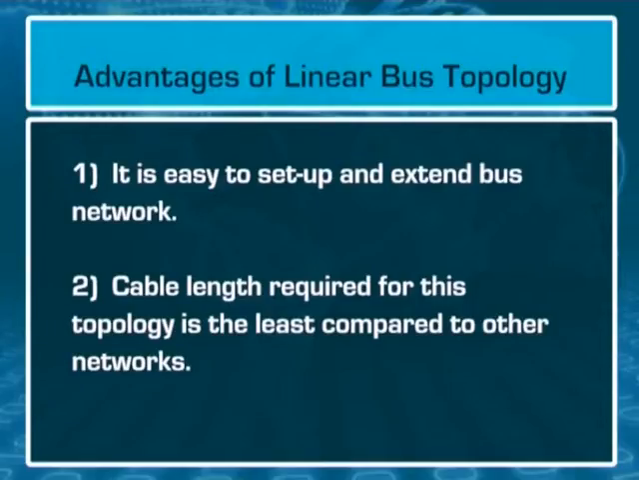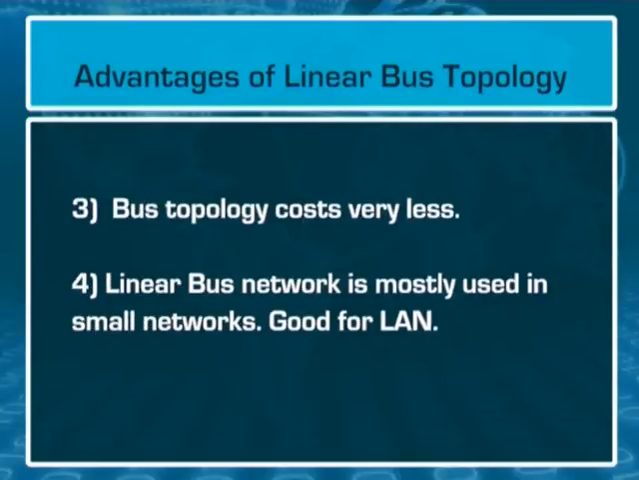Number 1, it is easy to set up and extend bus network. Number 2, cable length required for this topology is the least compared to other networks. Number 3, bus topology cost very less. And number 4, linear bus network is mostly used in small networks, good for LAN.